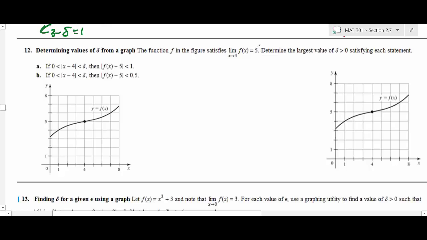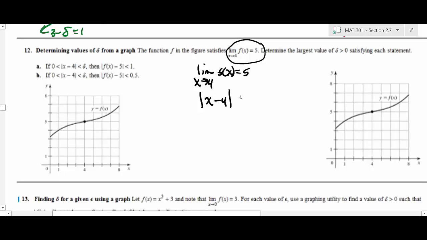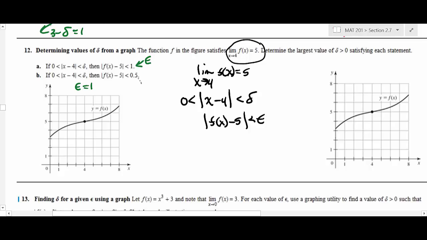I want to make sure you got this okay. You're given the limit as x approaches 4 of f of x is equal to 5. What this means is the distance between x and 4 is going to be between 0 and delta, and then the distance between the function and the value of the limit is going to be less than epsilon. In this case, this is epsilon. Epsilon is going to be equal to 1 in our first graph, and then in our second graph, epsilon is going to be smaller. Epsilon is going to be 0.5. We're going to start off again with this being the value of your limit, right there.